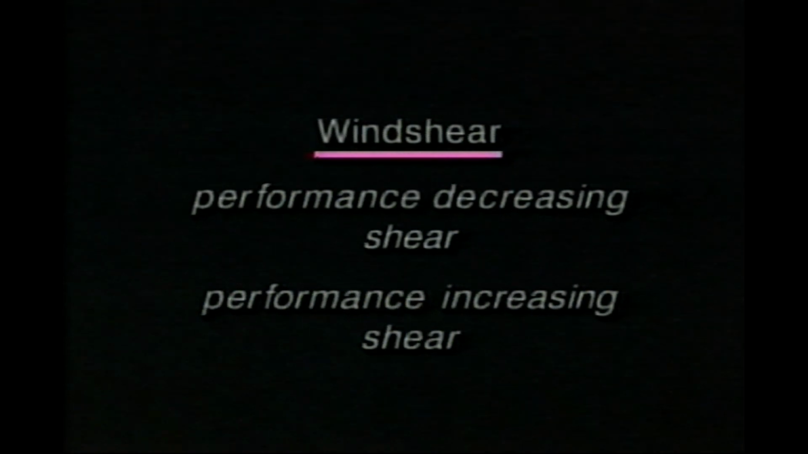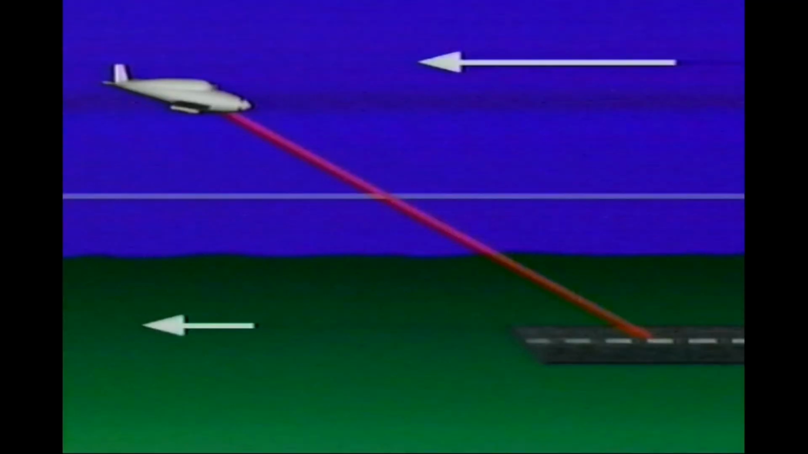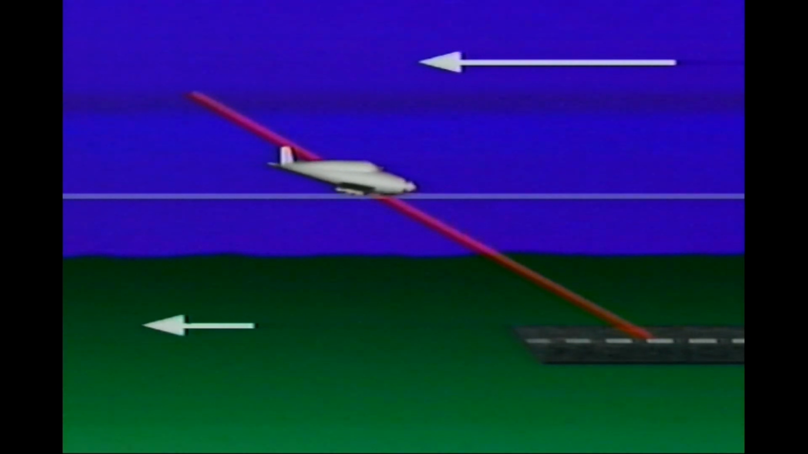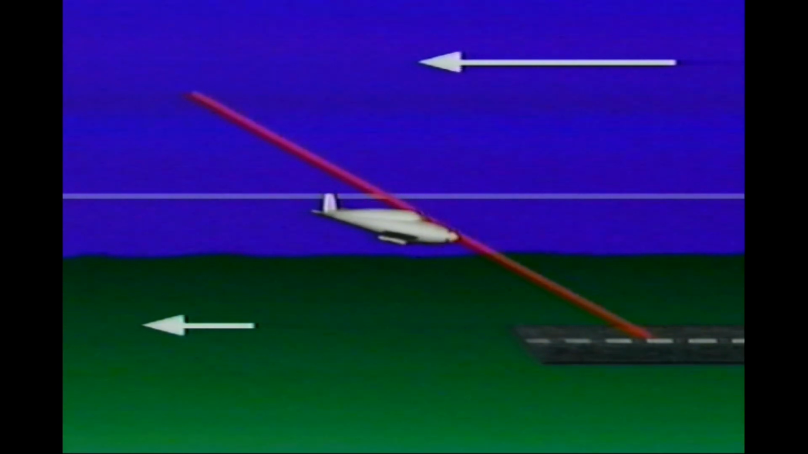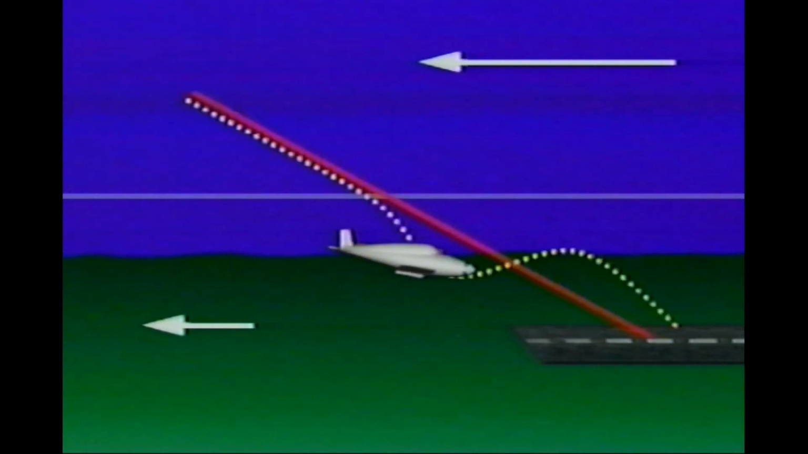The first one is called a performance decreasing shear, which is a horizontal shear and will occur if the headwind decreases while you descend to the runway. As you pass the shear zone, the relative wind decreases, causing the airspeed to decrease and the aircraft to descend below the desired flight path. You will add power and bring the nose up to regain your flight path, and this sometimes causes a hot or high final approach.